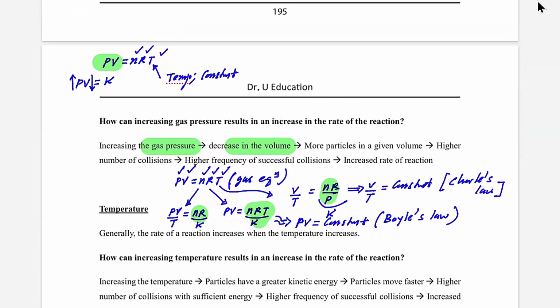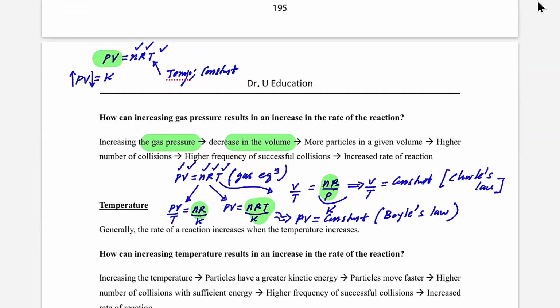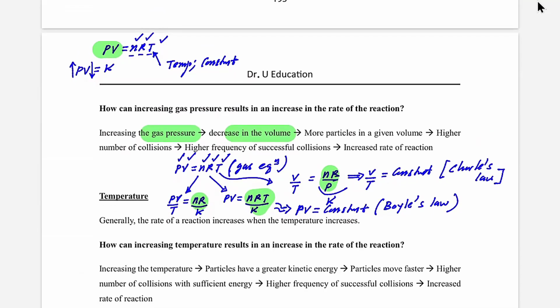So what we used here, Josh, we use Boyle's law here, thinking n, R, T are constant, so PV is equal to K. We use Boyle's law to understand why it is happening. So now, increasing gas pressure decreases the volume, right? So you understand that from this background. More particles in a given volume. So if volume is decreasing, that means everything is compact. So particles are concentrated. So more particles means higher number of collisions. Then higher frequency of successful collisions increases the rate of reaction.